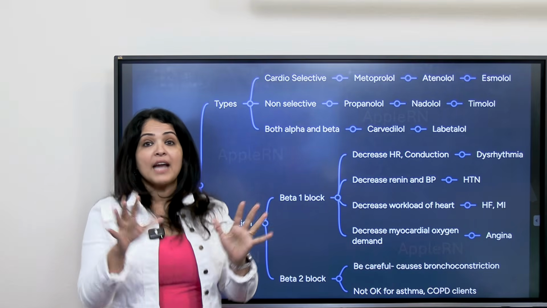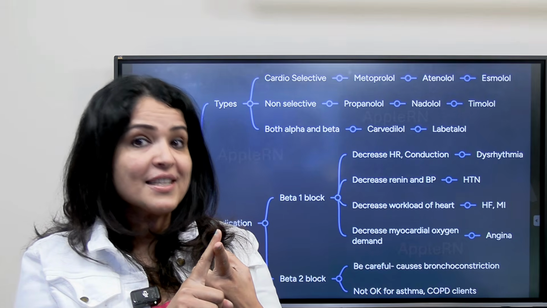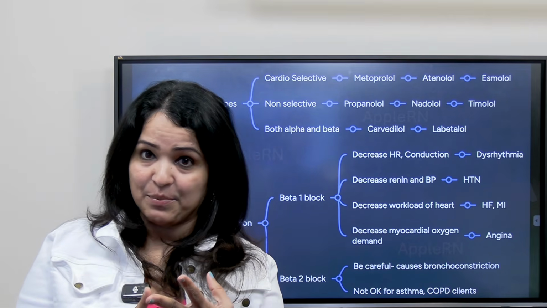So in our body, we have these beta receptors which are present, and we have beta 1 receptors and we have beta 2 receptors.